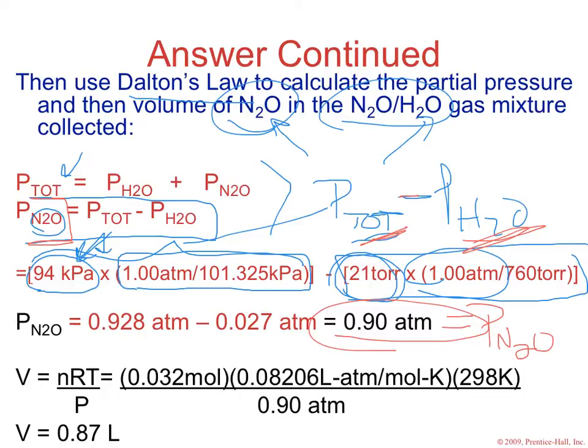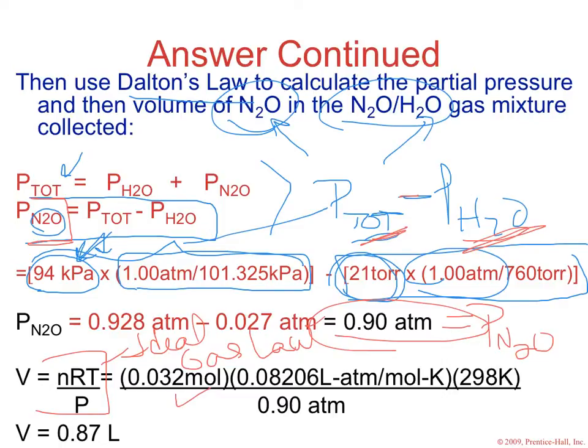However, the problem asks you for the volume. Anytime you have one property of a gas, let's say pressure, and you want to get to another property, let's say volume, you use the ideal gas law. Okay, so that's what this is. It's an ideal gas law. You plug in all your data, making sure that your units match.